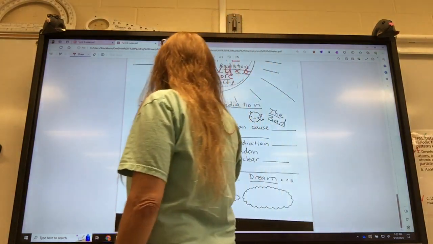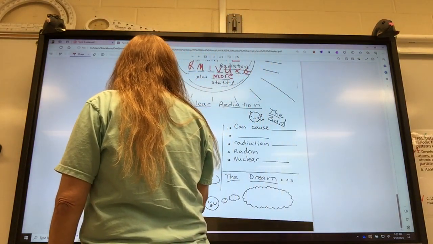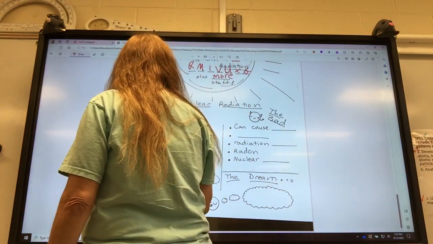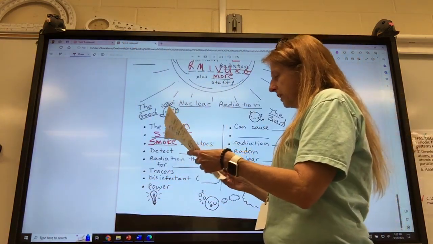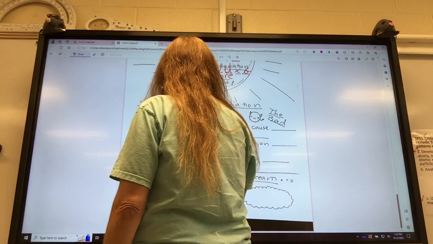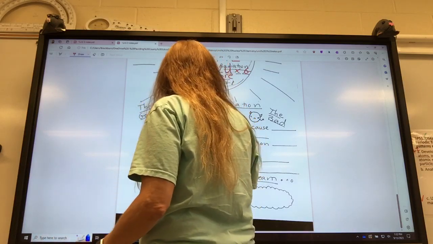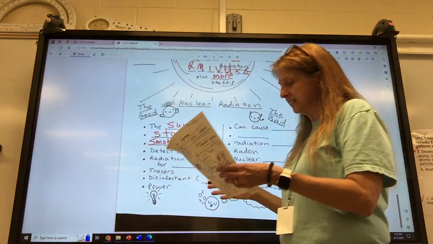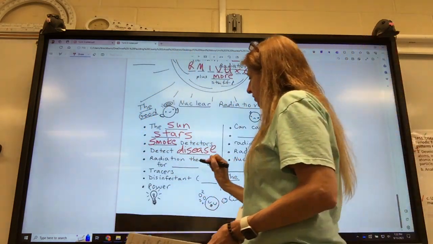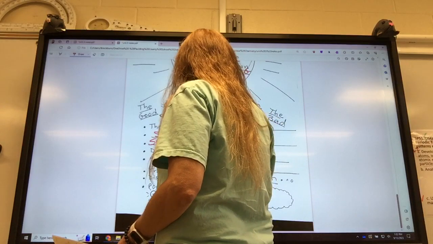Also, it's useful in smoke detectors. They use radiation in smoke detectors. That's good. Not burning up. Another one is they can detect disease. They can use radiation to detect disease. Also, radiation can be used for therapy to cure cancer.